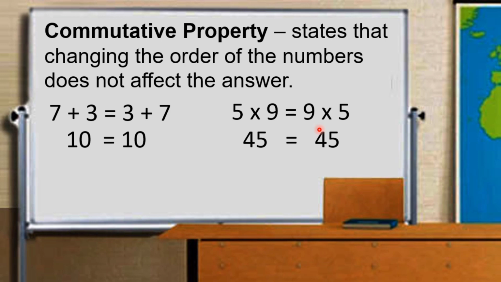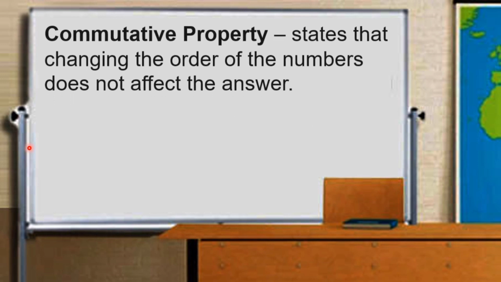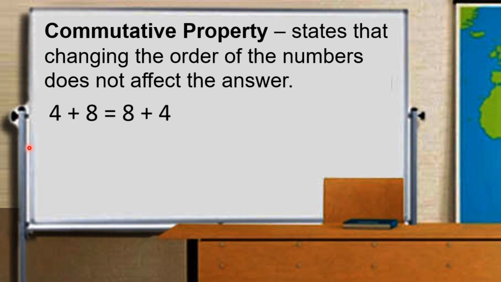So, same lang siya. Let's have another example of commutative property. So, we have here an example of addition. So, 4 plus 8. And then, let us change the position of our addends. Kaya, naging 8 plus 4. Let's get their sum. 4 plus 8 is 12. Same lang kay 8 plus 4. 12 also yung ating sum.